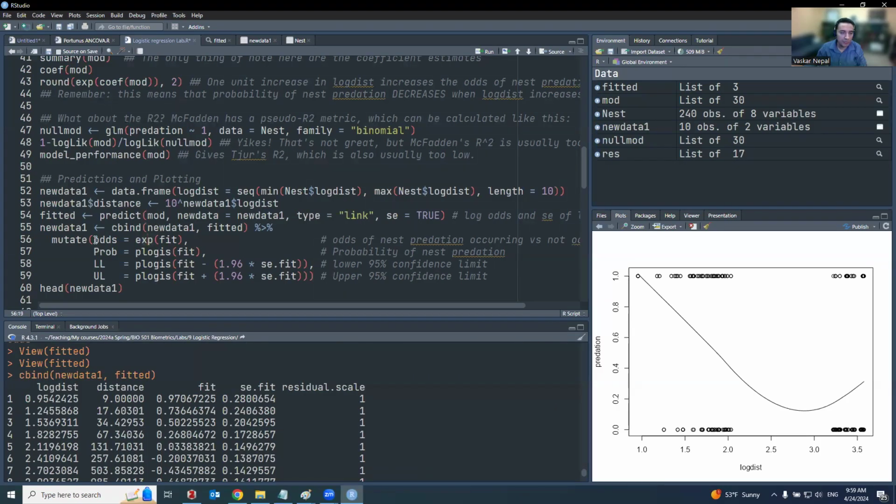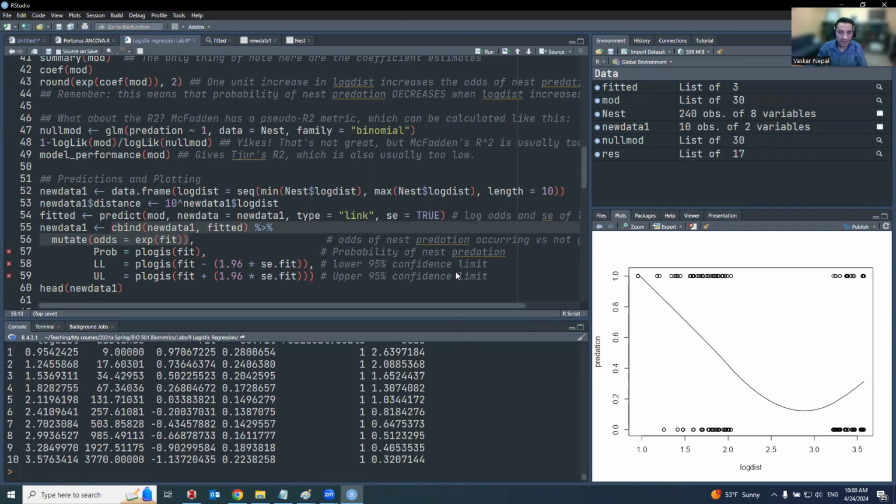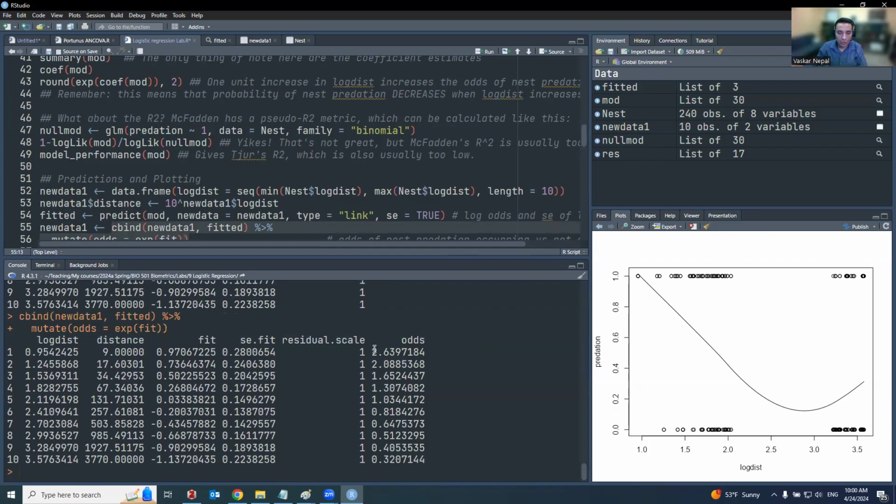Okay, exponent, and we make that odds. So we create a new column called odds. Let's just run this much. I just added a parenthesis there just so that I can see what is happening. Okay, so a new column called odds. So for the same distance, the odds is 2.63, and the odds at the very end is 0.32.